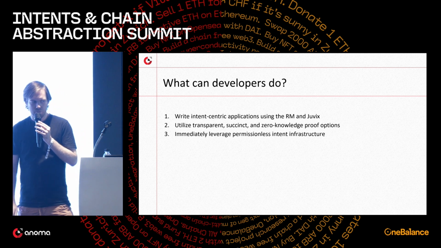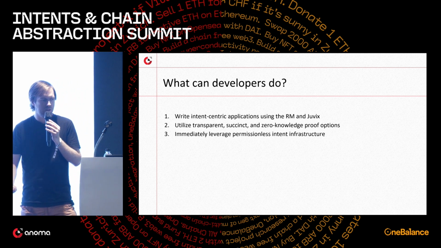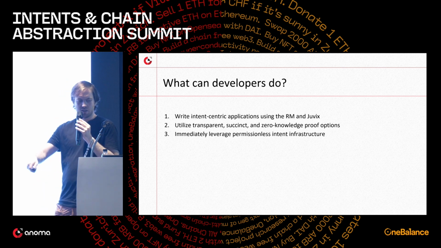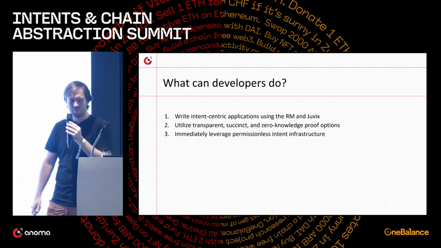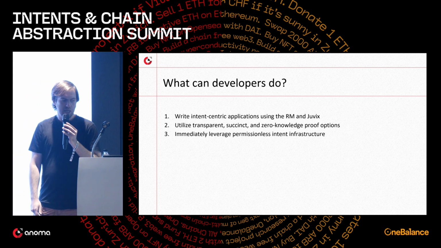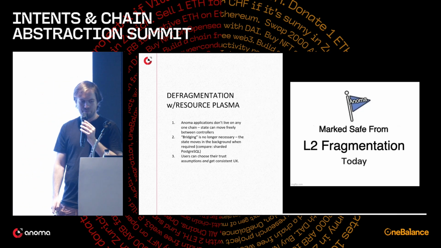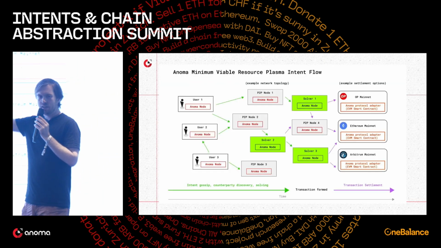What can developers do? Developers can write intent-centric applications using the Anoma resource machine, the Anoma state architecture, and Juvix. They can use transparent, succinct, and zero-knowledge proof options, which are choices that can be made independently of the application development. And they can immediately leverage permissionless intent infrastructure, as in, if you write an Anoma application, all of this becomes immediately accessible to you.